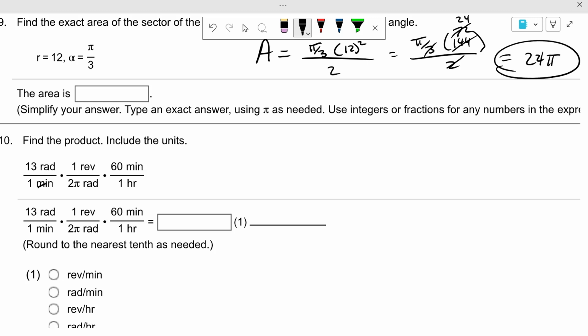All right. Minutes cancel with minutes, radians with radians, revolutions per hour. So it's 13 times 60 divided by 2, press equals, divided by pi, press equals. Don't divide it by 2 pi, because the calculator will think you're dividing by 2 and then multiplying by pi. You have to divide by 2 and then divide by pi as well. How many revolutions per hour would this be? What do we get? 124.1.